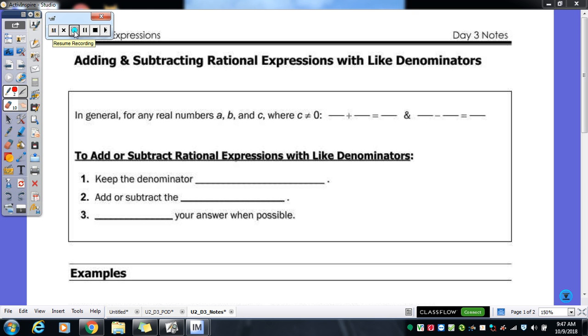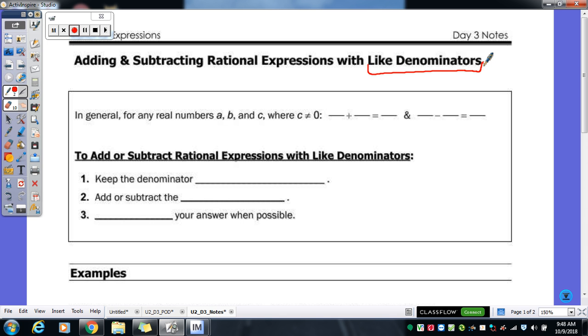So we've done our simplifying of fractions, we've done our undefined fractions, we did multiplying and dividing, so now we're going to move on to adding and subtracting. So we're going to have 2 days of adding and subtracting. Today's day is going to start with like denominators. Thursday we're going to work on unlike denominators because the process is a little different. And then we're going to move on to some other stuff after that.